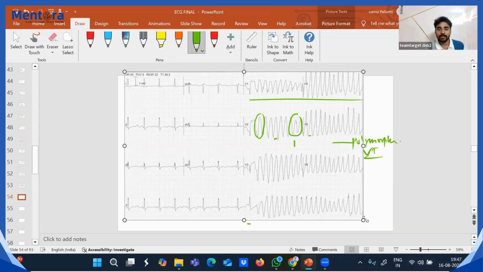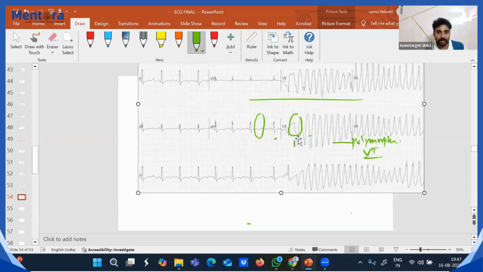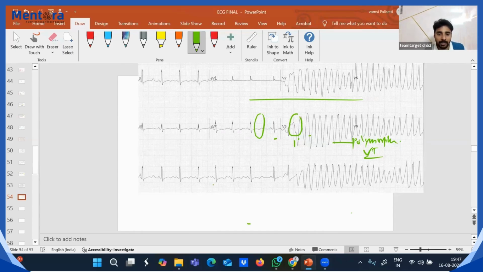You see the QT interval here. I will just zoom it up. What is the QT interval? You just see here. This is the start of the QRS complex, and until here is the QT interval. It's definitely more than 10 small boxes. So in a polymorphic VT, if you find a long QT interval, that is torsades de pointes.